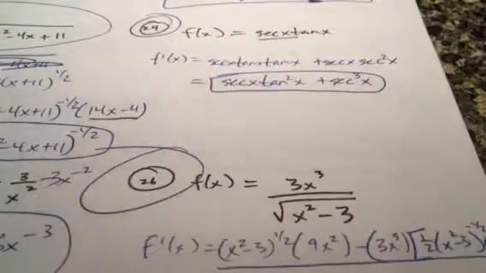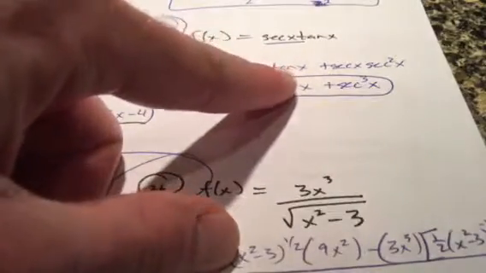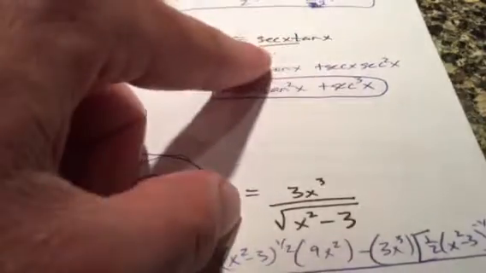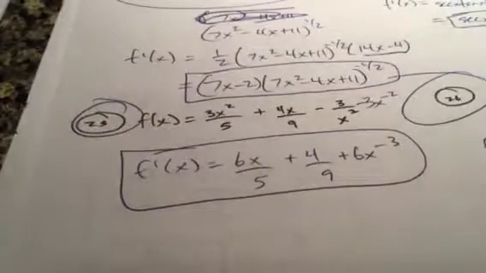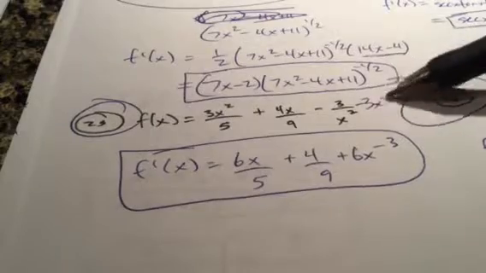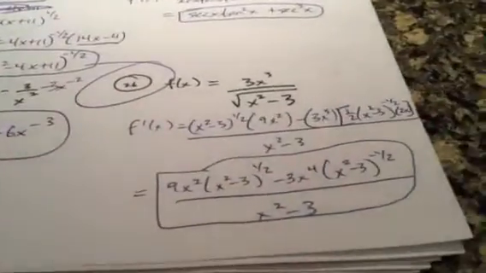Product rule, derivative of secant x is secant x tan x, multiply it by the second function there, tan x, plus first times derivative of the second, which is secant squared x. We've done that one a few times now. All right, just simply take the derivative. You might want to rewrite negative 3 over x squared as negative 3x to the negative second. It comes out pretty nicely.